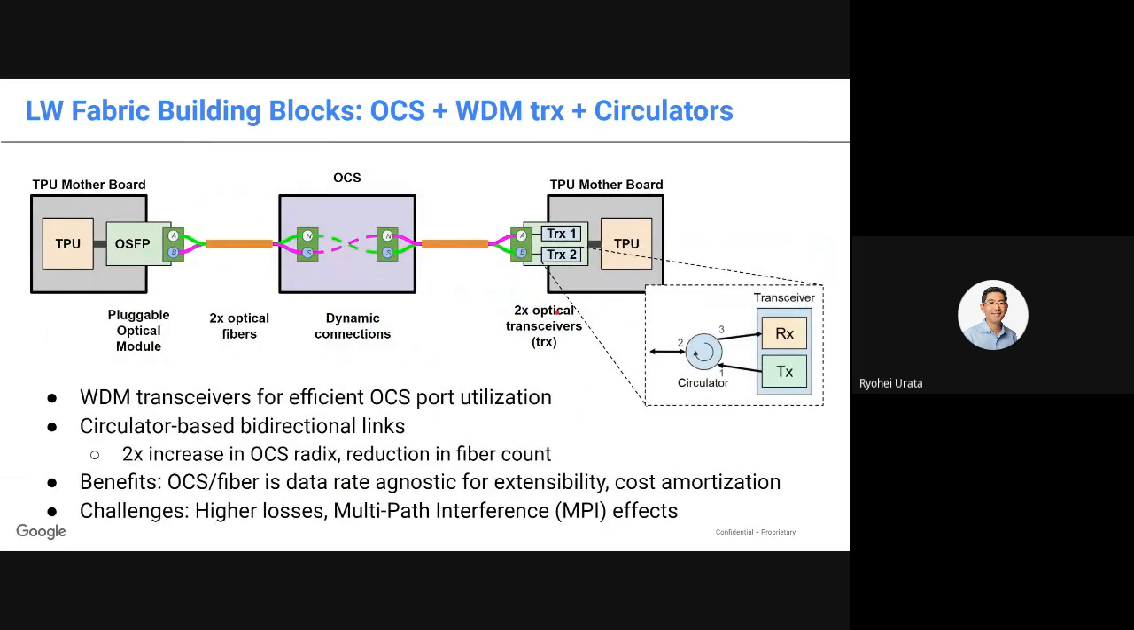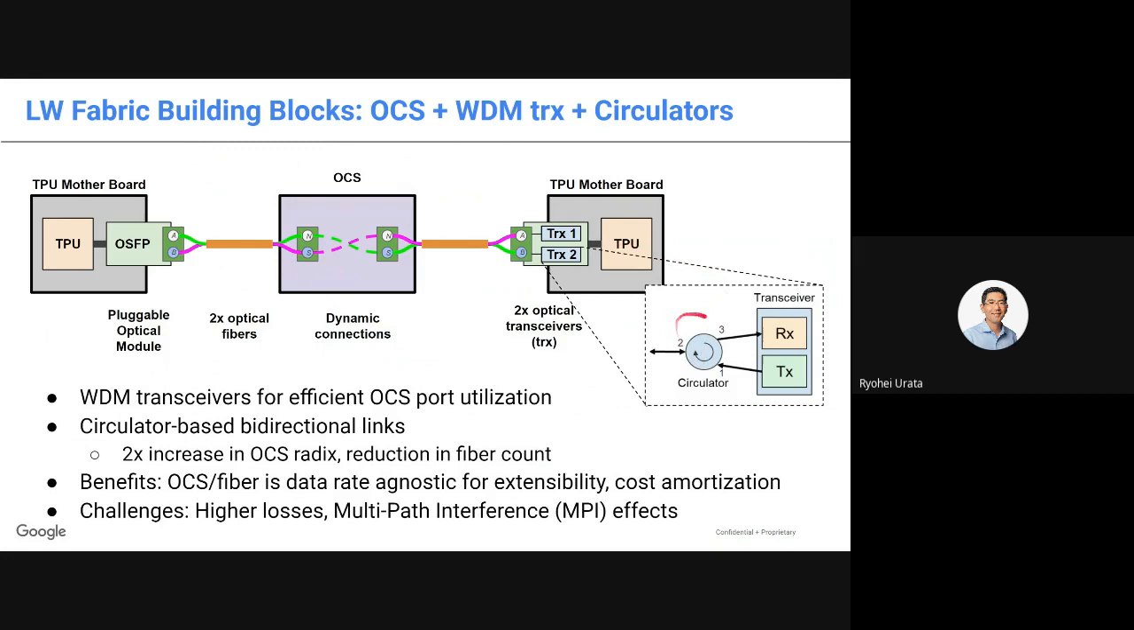Next, key components are the WDM transceivers and the circulators. This illustrates the entire link path for the ML use case. Over to the right, you have the TPU motherboard with the TPU ASIC, which connects to the OSFP pluggable optical module. The optical module is WDM, so you're using wavelength division multiplexing, which means you have multiple wavelength channels on a single fiber and OCS port.